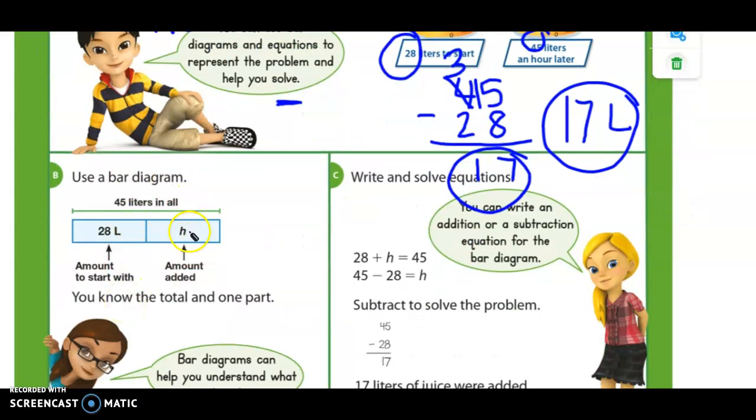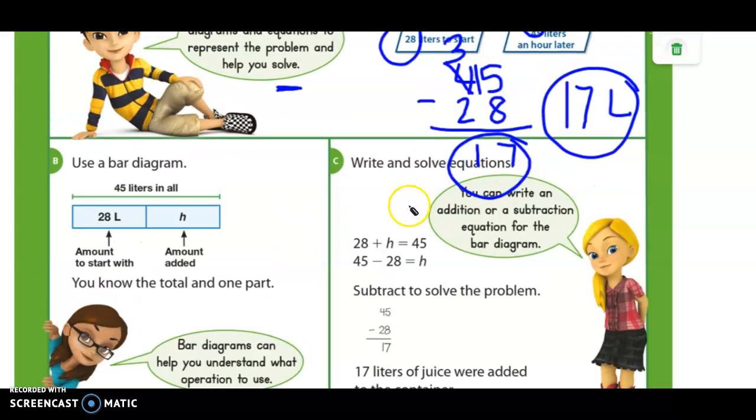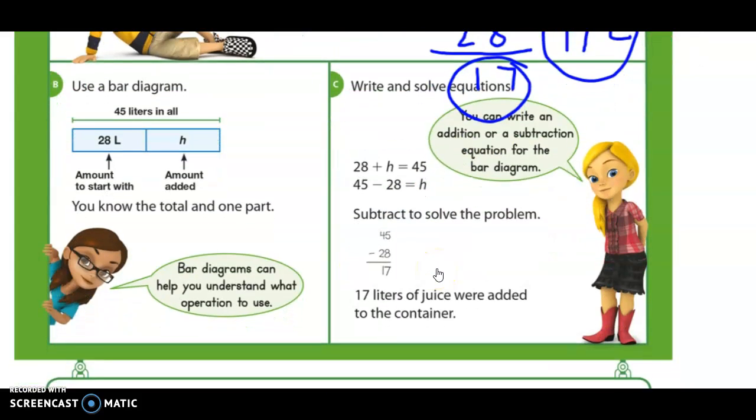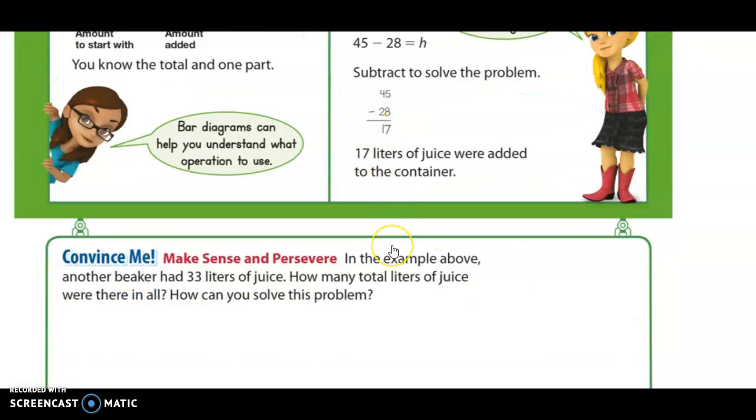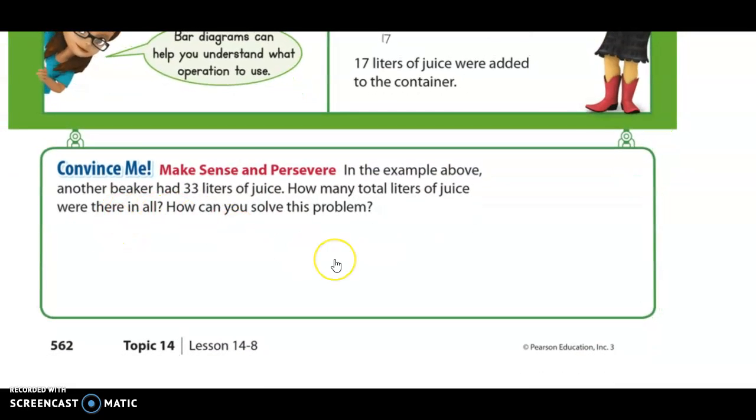They're showing it to you here on a bar diagram. Hey, I know I have now a total of 45 liters. I had 28 liters to start, so how much did I add? And we kind of thought of it the same way. We just actually wrote out our subtraction, but it's a great way to show it right here in the bar diagram. This is more like what we did. We thought of the number that was made as a missing factor, so we subtracted to find the difference. And we got the same answer, 17. Okay. In the example above, another beaker had 33 liters of juice.